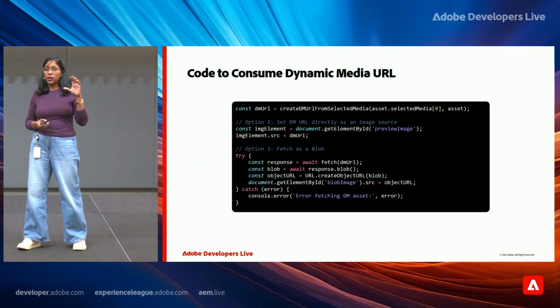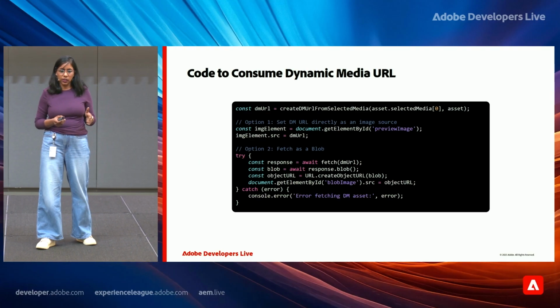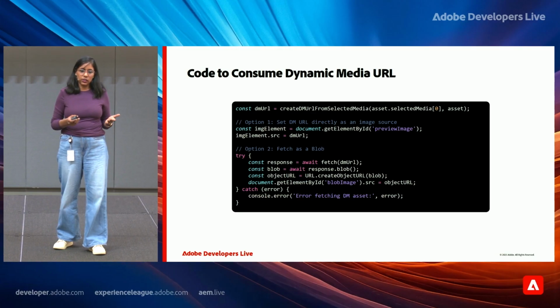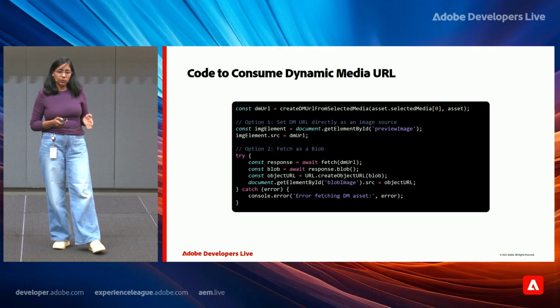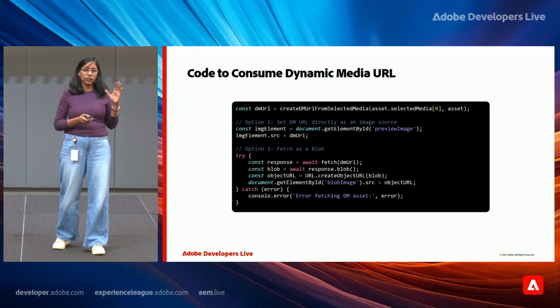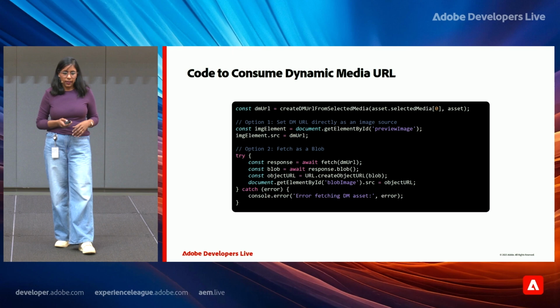And once you have done the selection and your code generates the appropriate dynamic media URL, you are now ready to use it in the desired way. So it could be an HTML image source tag, or a download. For download purposes, you can do a fetch call.